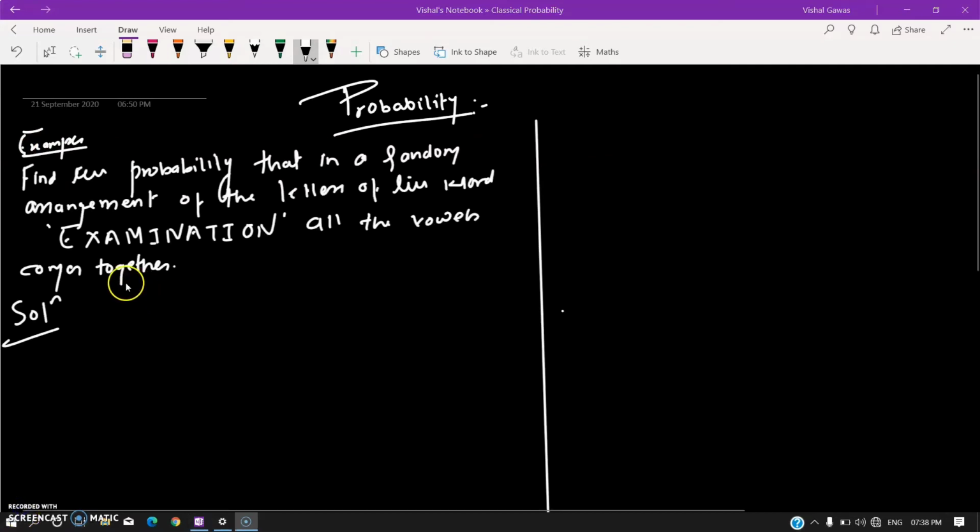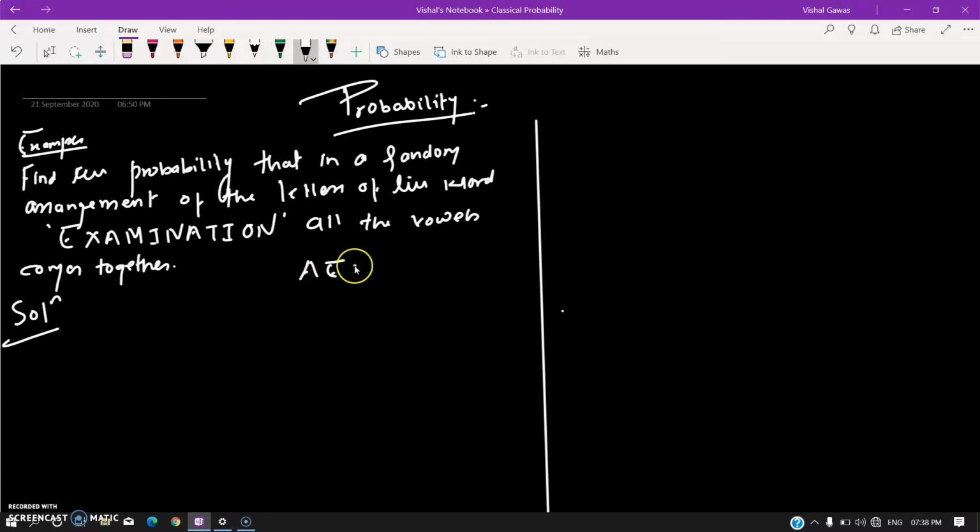Here's the problem. We need to find the probability that in a random arrangement of the letters of the word examination, all vowels come together. To solve this problem, we should know what vowels are. The vowels are A, E, I, O, U. These are the five vowels, and everything else is called a consonant.